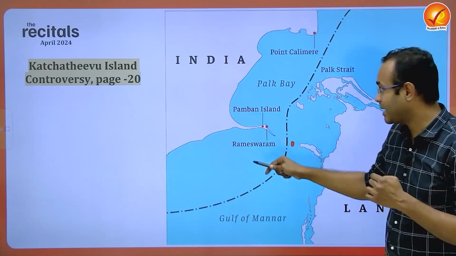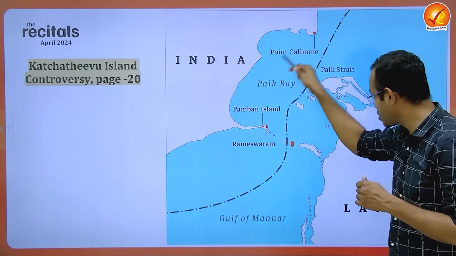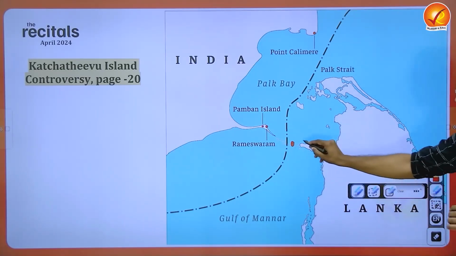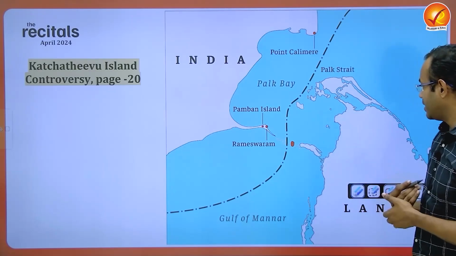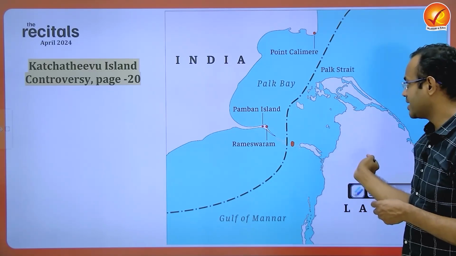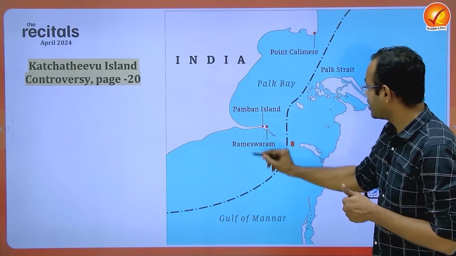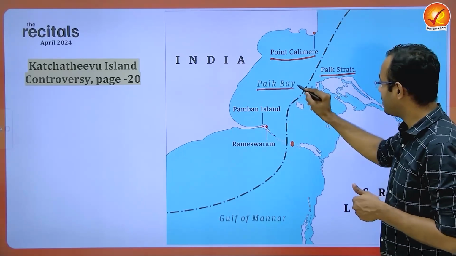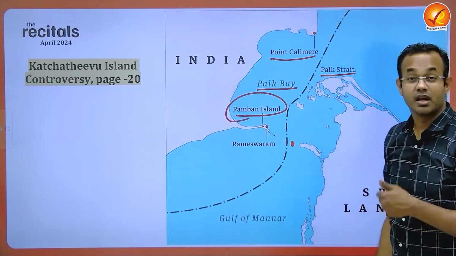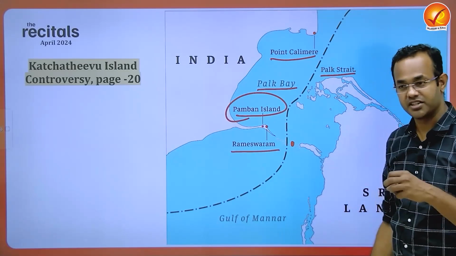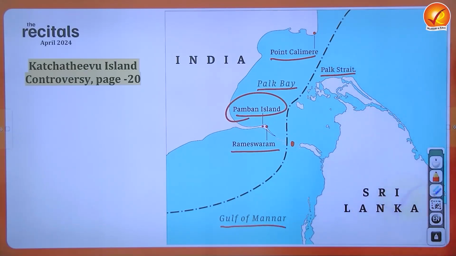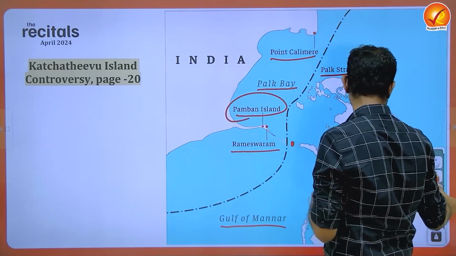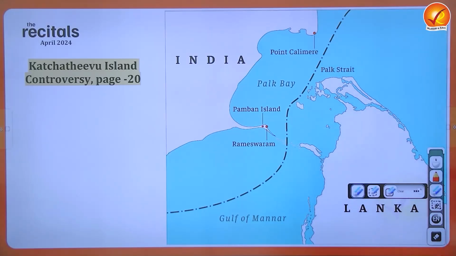Here we will discuss India map reading: what are the locations in India which surround this region and what is their uniqueness. The red dot placed will be Katchatheevu, between India and the Sri Lanka side. Surrounding this, we will start from north to south. We have Point Calimere, Palk Strait, Palk Bay, Pamban Island, which is also called Rameshwaram Island, Rameshwaram, the religious place, and Gulf of Mannar, which is an important biosphere reserve, not just in India, but also in the world. So we will go one after the other in terms of locations.